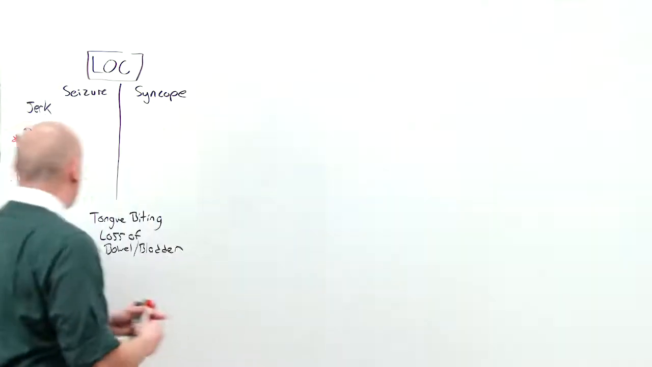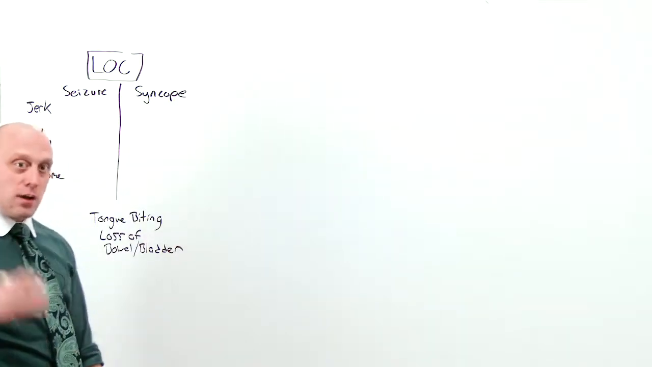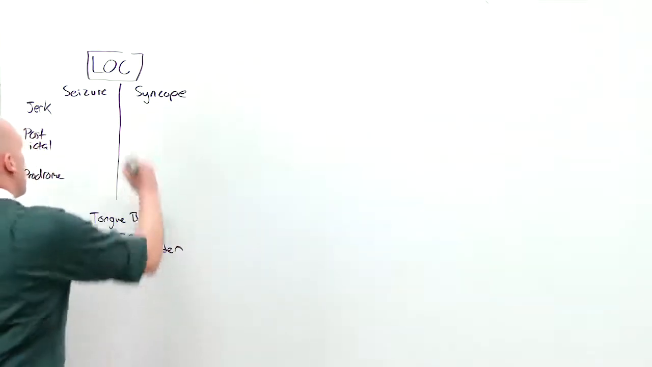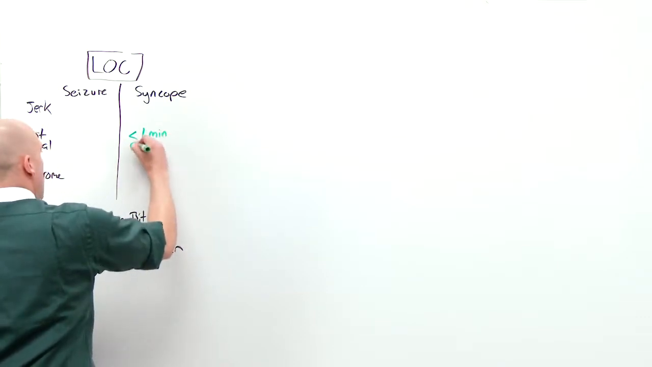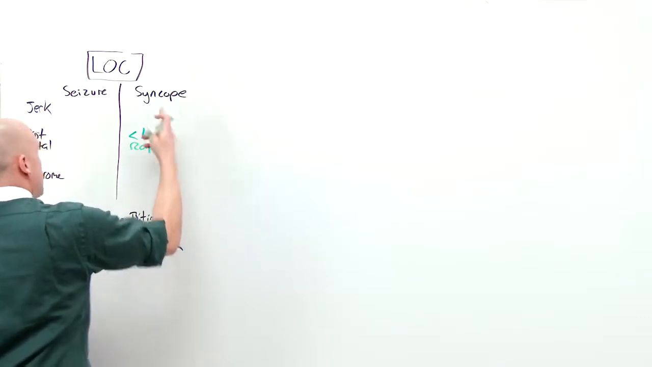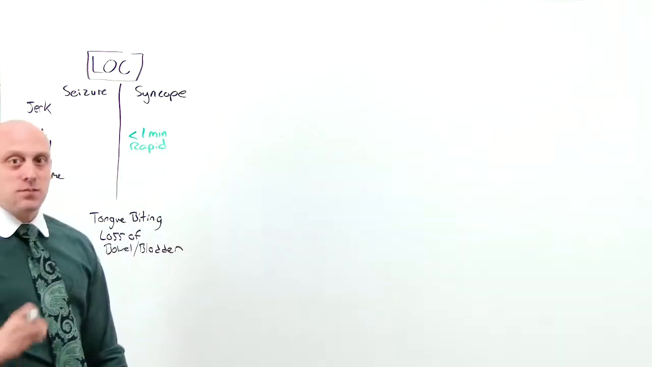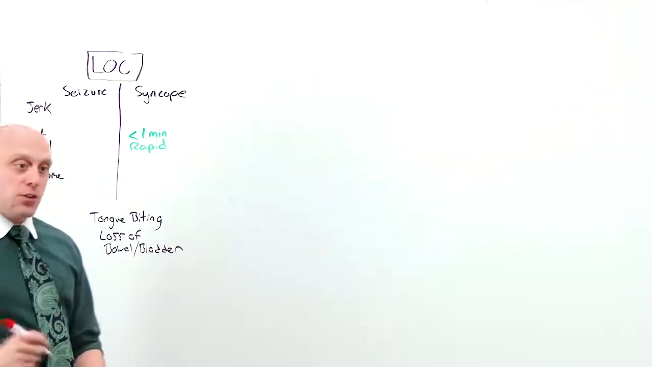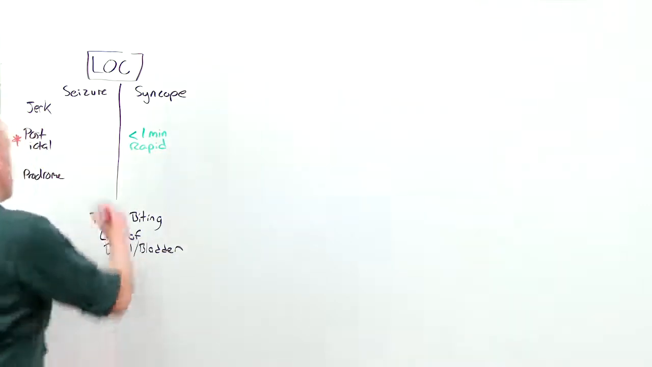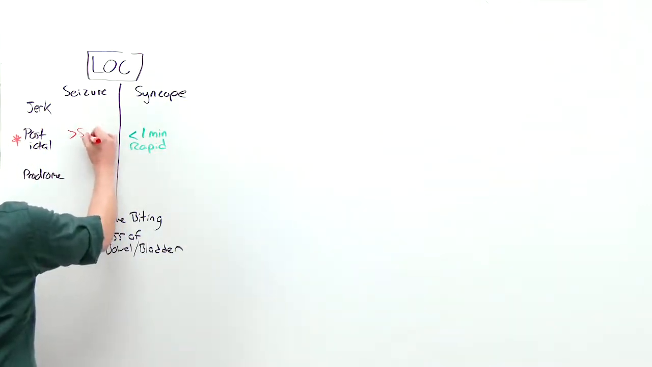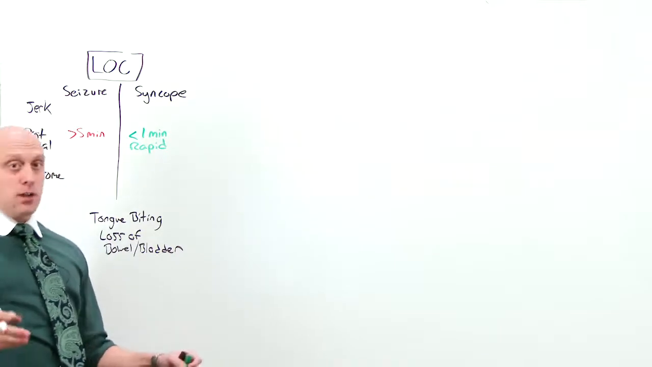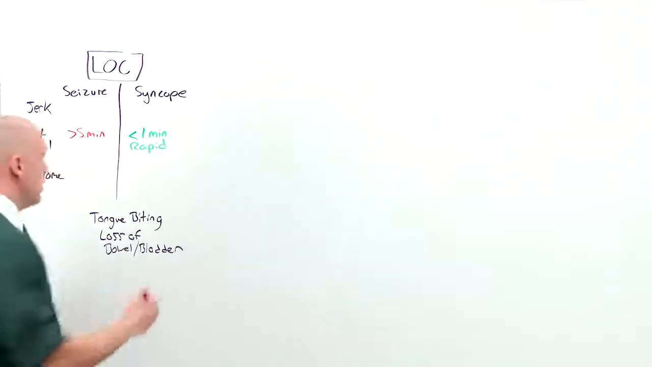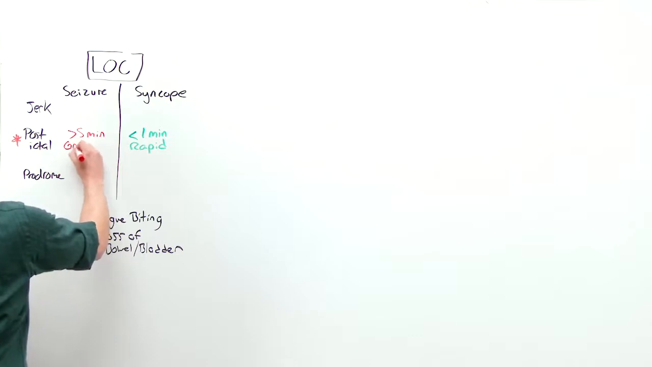If you have a post-ictal state, that is, they are out and continue to be out for less than a minute, or when they finally open their eyes, there's a rapid return to normal, that is highly suggestive of syncope. If, on the other hand, they take longer than 5 minutes to come back, or when they open their eyes, they're still not with it, they're kind of looking around, and then eventually, gradually they return, that is likely to be a seizure.